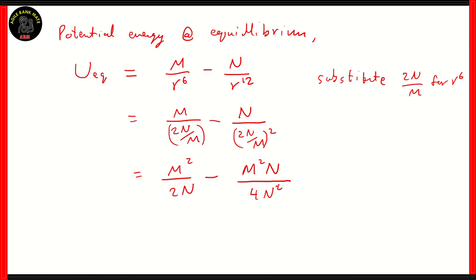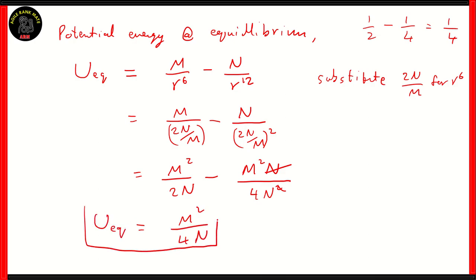So basically we can cancel this square and cancel the n on top. So we have m squared over 4n. So m squared by 2n minus m squared by 4n. This is the same thing as 1 by 2 minus 1 by 4, which gives us a value of 1 by 4. So therefore, the final value would be m squared over 4n. So the potential energy at equilibrium is given in terms of m and n as m squared divided by 4n.